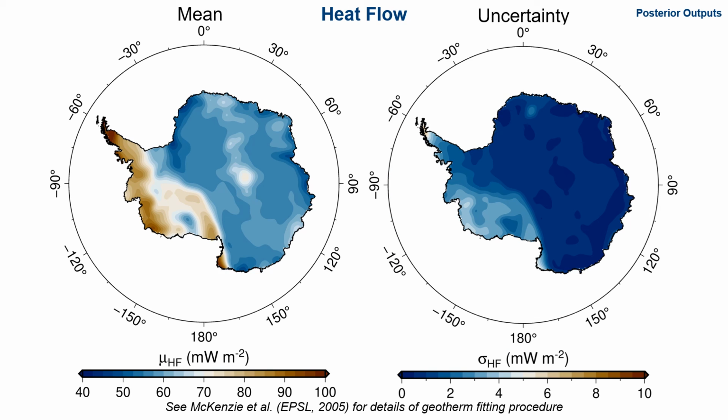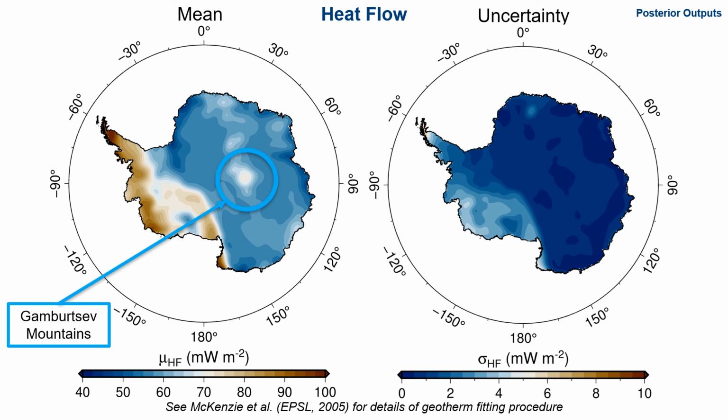Finally, our method has been utilized to estimate geothermal heat flow by empirically fitting the calculated temperature depth structure according to the procedure set out by Mackenzie et al. in 2005. We find significantly larger heat flows of around 60 to 100 milliwatts per square meter into the base of the West Antarctic ice sheet, as compared to values of 50 to 60 in the east, except for a local heat flow anomaly in the Gamburtsev Mountains.